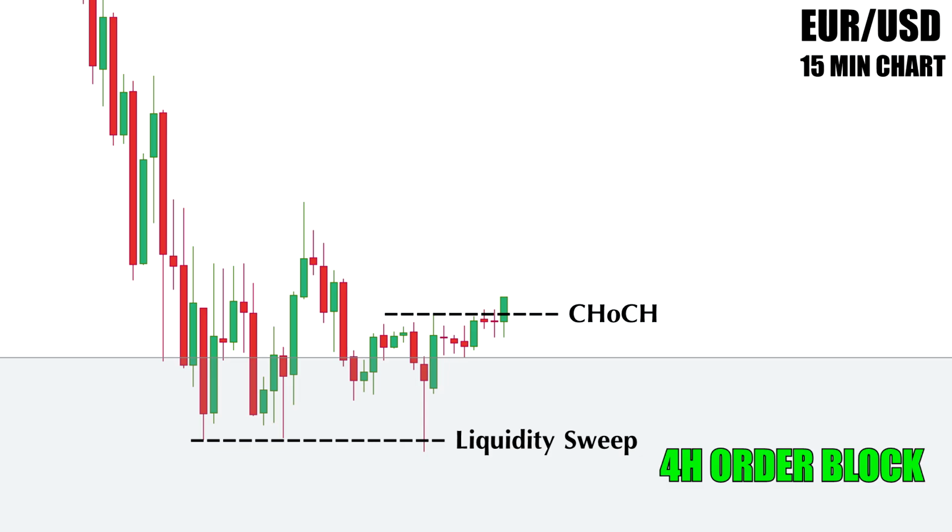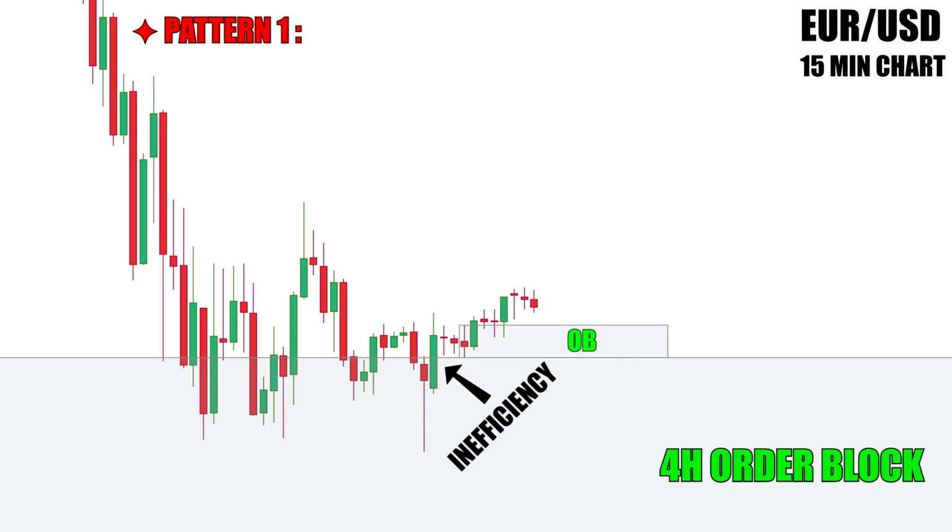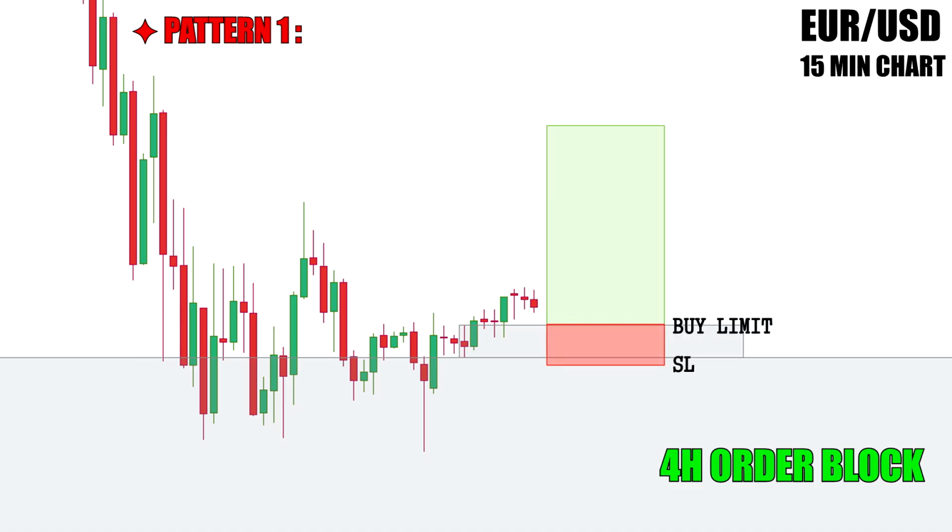Now, in terms of patterns, there are 2 main setups we focus on. The first pattern occurs when the change of character creates an inefficiency that forms a valid order block. In this case, we place our entry just a couple of pips above the order block and set our stop loss a few pips below the lowest point of the zone. To capture larger risk to reward ratios, we use a simple profit-taking technique that allows us to maximize potential profits without feeling too much tension in the trade.